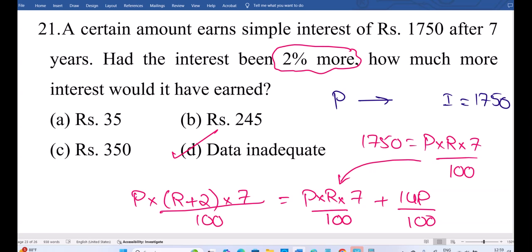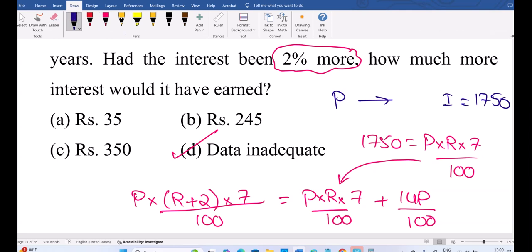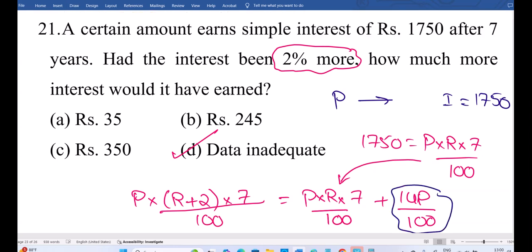I don't know the principal value. So to solve that, I have two unknowns. Principal is unknown, rate of interest is unknown. I am not able to calculate. So the given data 1750 is the interest, fine, but principal unknown, rate of interest unknown. We may not be able to solve this question. It is clearly data inadequate. We can observe 14% of principal. 7 years, 2% per annum is 14% of principal. We don't know the principal value, we cannot calculate, so we have to go for data inadequate.